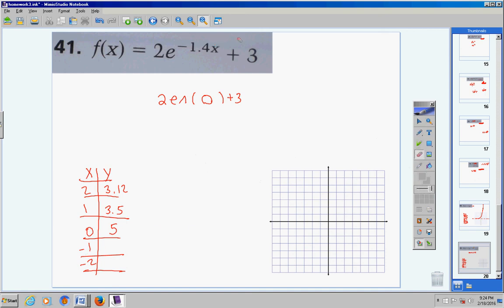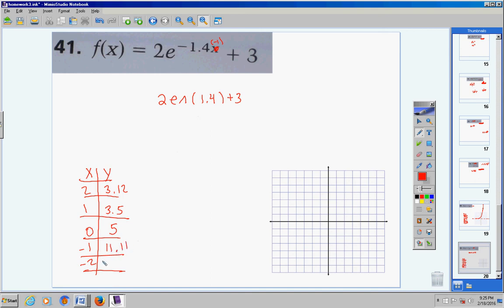So now I'm going to substitute negative 1 in for x. Negative 1 right here. Well, think about it, guys. A negative times a negative is positive. 1.4 times 1 is 1.4. So now, for my exponent right here, I have positive 1.4. So I would type in your calculator 2, then your E button, then 1.4, close your parentheses, then plus 3. And you will get out 11.11.